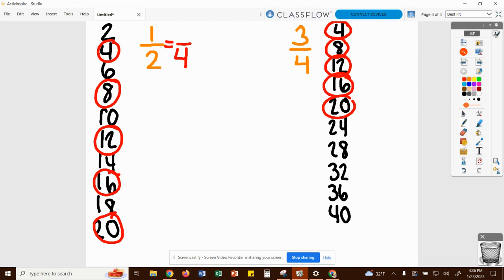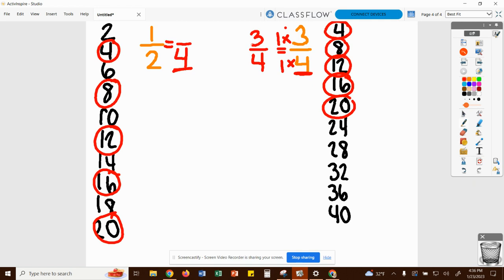I'm trying to make 4, but this one is already 4. So guess what? We don't have to change it. Because this denominator of 4 will equal this denominator of 4. We don't have to change it. We're basically multiplying by 1. And so it can stay the same. So we only really have to mess with this one.